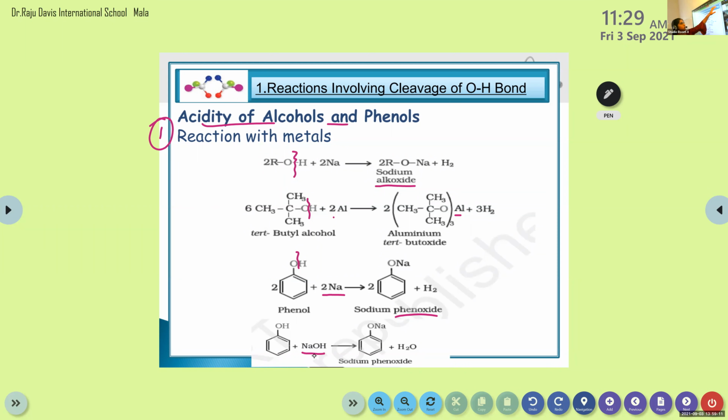So when alcohols and phenols react with active metals, alkoxides or phenoxides will be obtained. The formation of this alkoxide and phenoxide is due to the cleavage of the OH bond. Only the bond between oxygen and hydrogen breaks. This is clear? Any doubt, children?